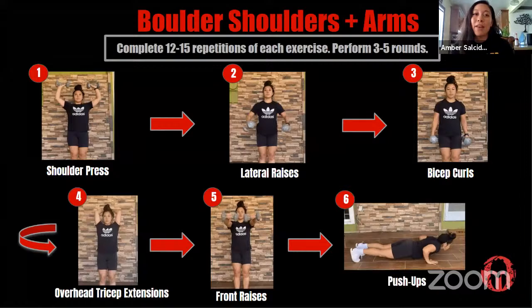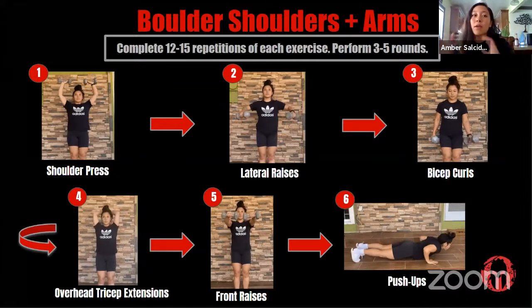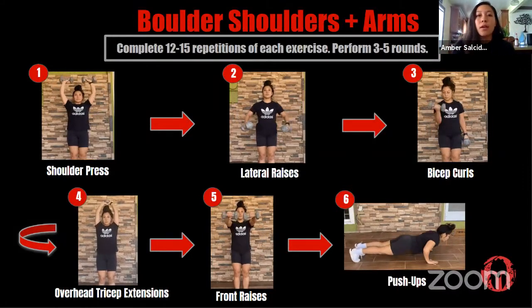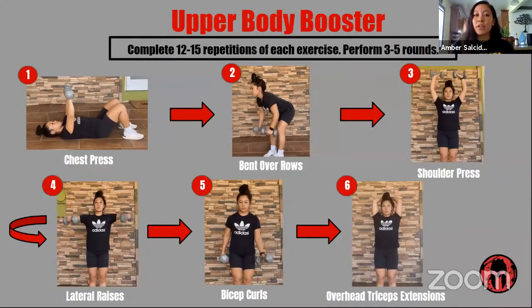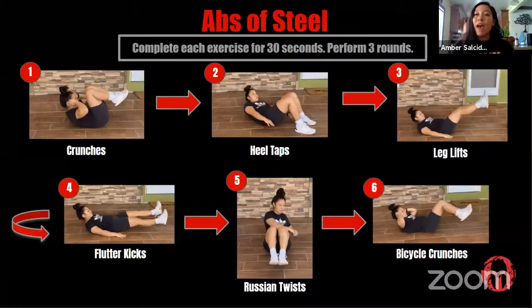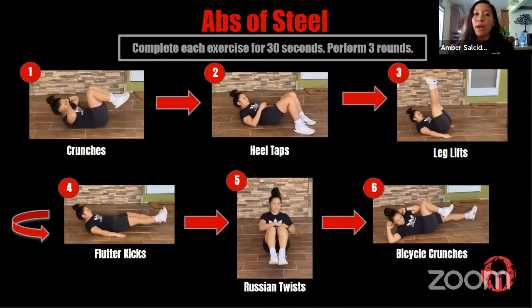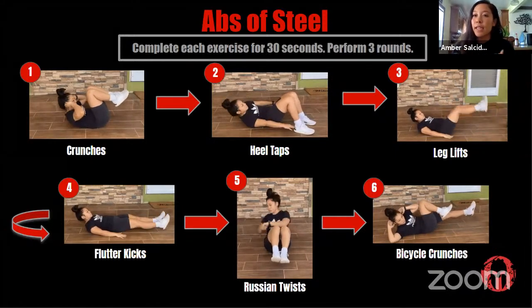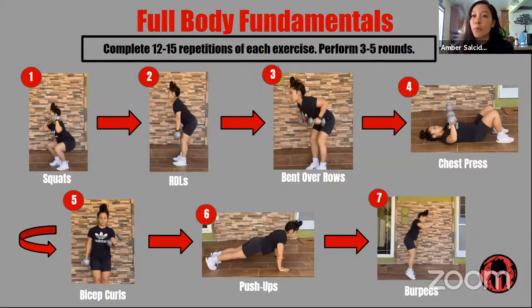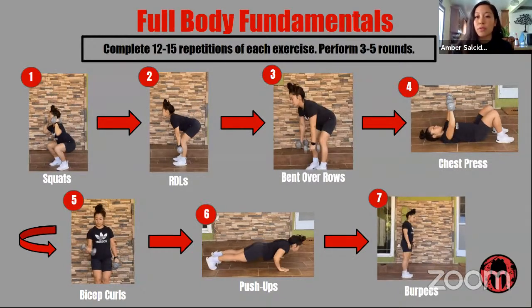I have boulder shoulders and arms here. And then, like I said, I do review some of them, and I reuse them just as a review, especially for my students, since they need that repetition. Upper body booster here, so add a little bit of chest and back in addition to the boulder shoulders and arms. You have the ab circuit here, which is just 6 different exercises working on the obliques, and then also the upper and lower abdominals. And these are just 30 seconds each, performing 3 rounds. And then last but not least, you have the full body fundamentals. Like I said, I just take from each of them so it focuses on each of the larger muscle groups.